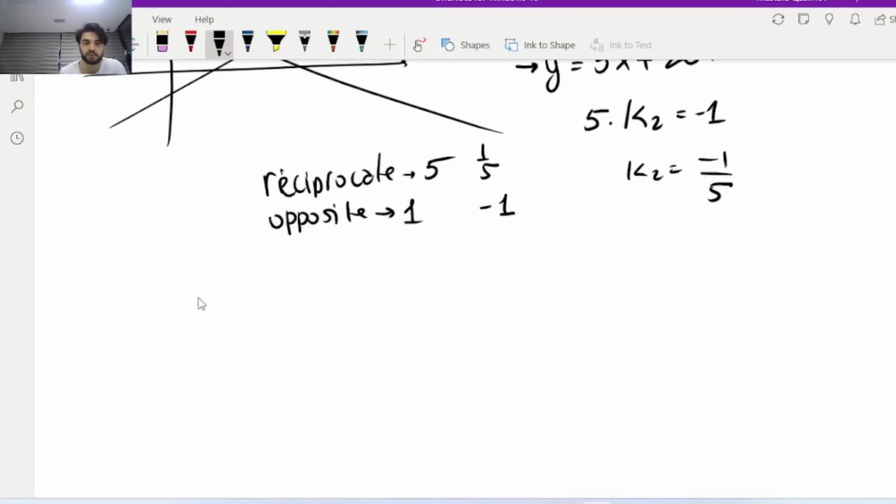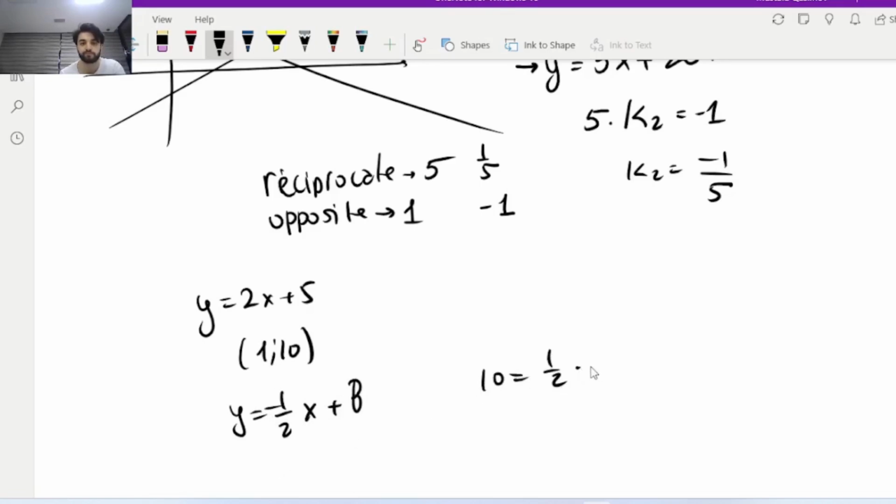Okay, let's give one example for this one. Let's say y is equal to 2x plus 5. What's the function of the second line which is perpendicular to this one and passes through the point (1, 10)? Then we have to find first the slope of the second line. It will be -1 over 2x plus b. Then we have to put this point in the equation. So we will get 10.5 for b. Then we have to write it here. Then it will be our answer.